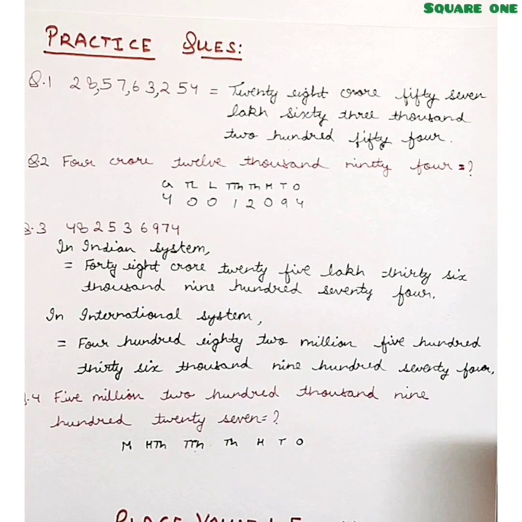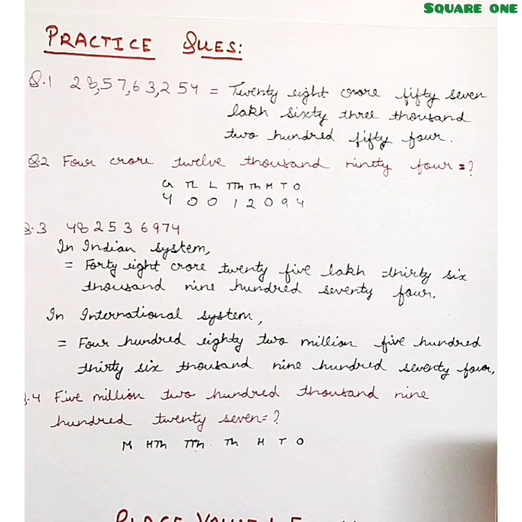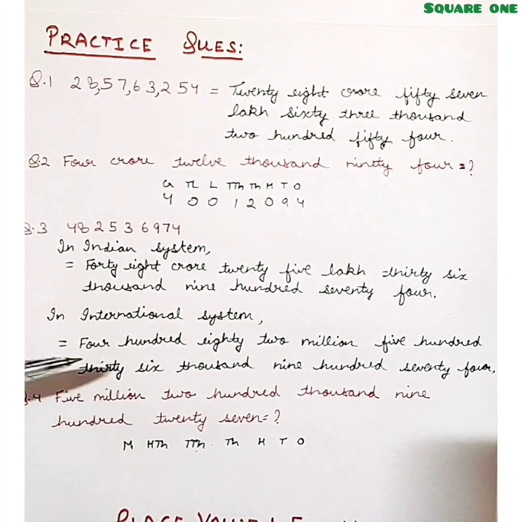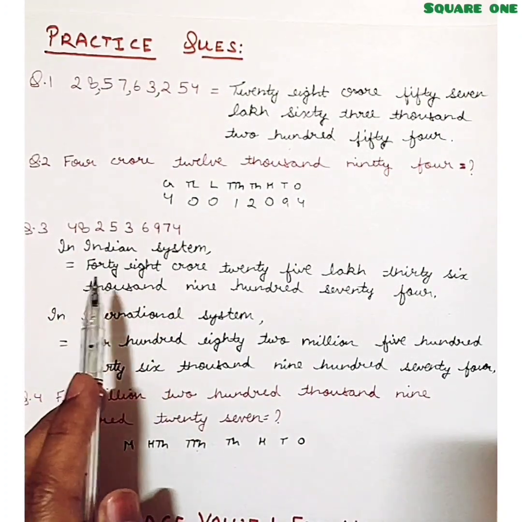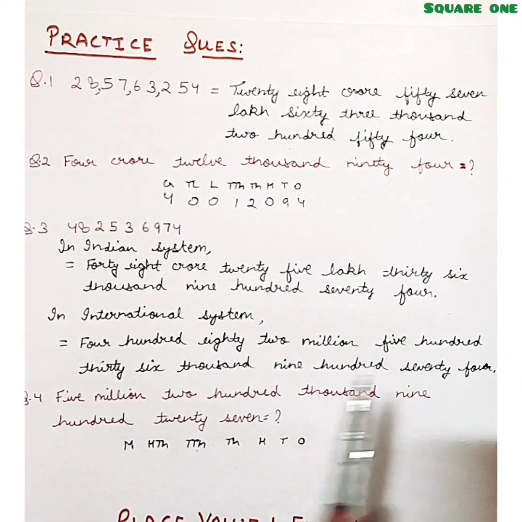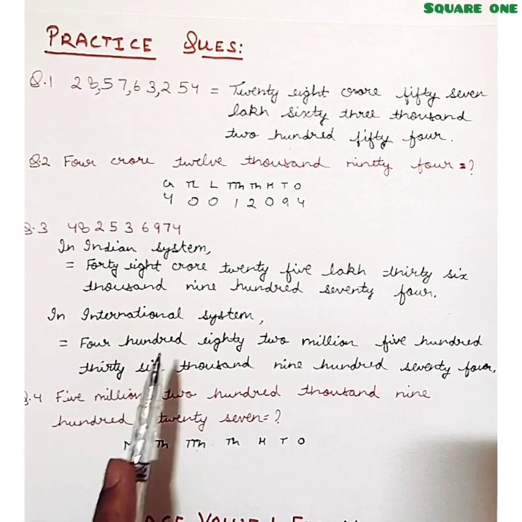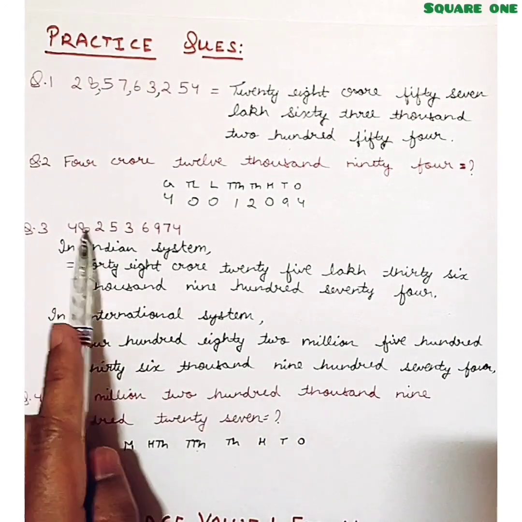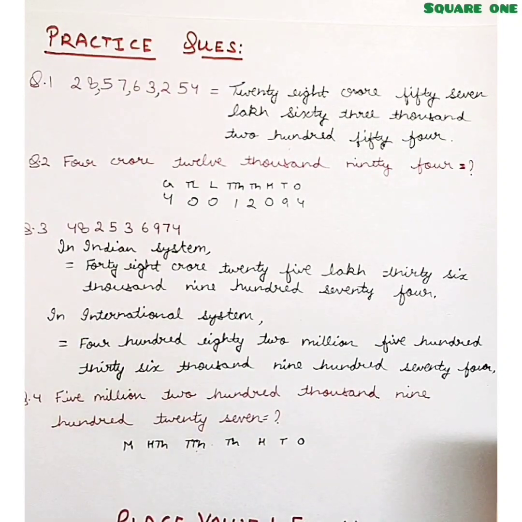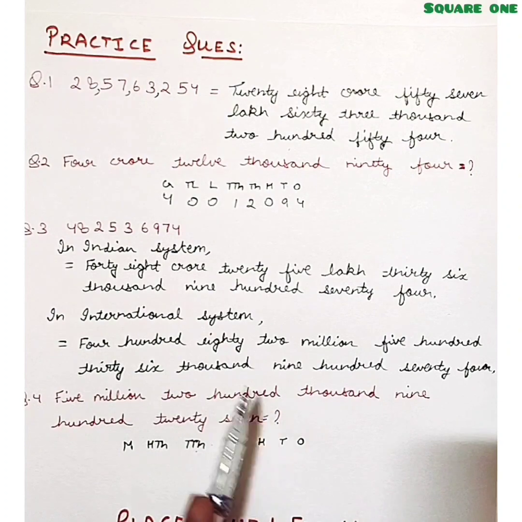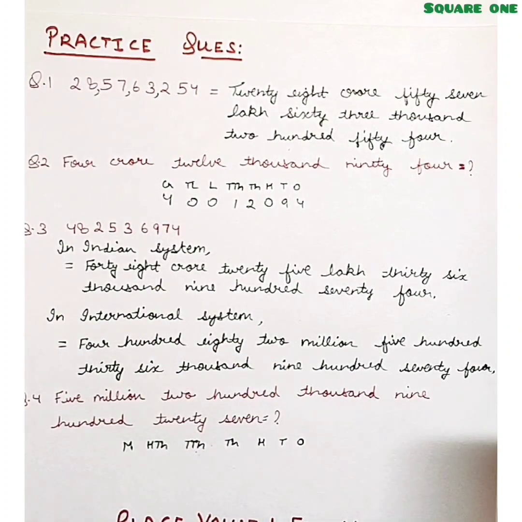In the next question, I gave you this number and I said to write this number in words in both the systems of numeration. Make use of commas if it is not easy to read. Follow the rules of both the systems, the Indian and the international system. The numeration in Indian system will be 48 crore 25 lakh 36,974, and in the international system it will be 482 million 536,000, okay, then 974. This will be our solution.